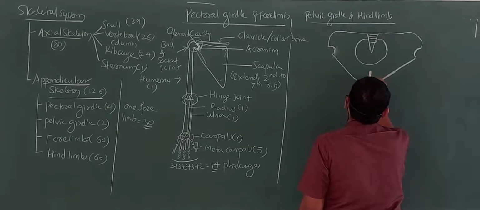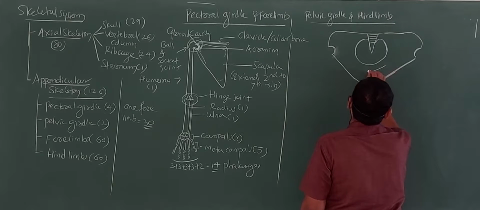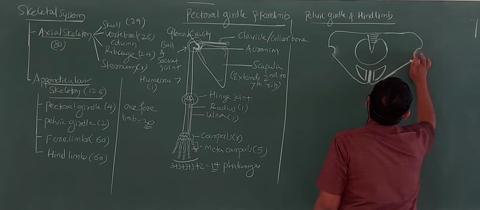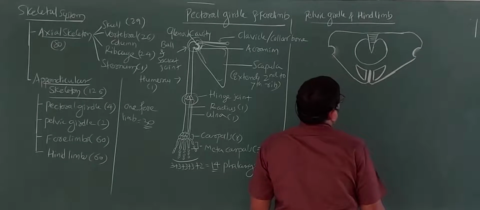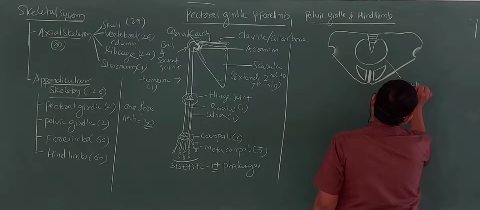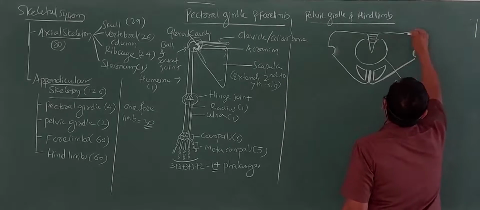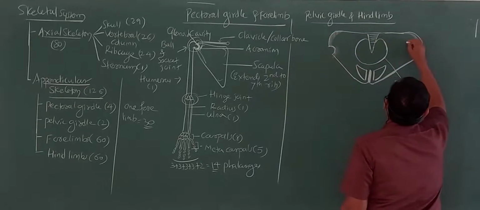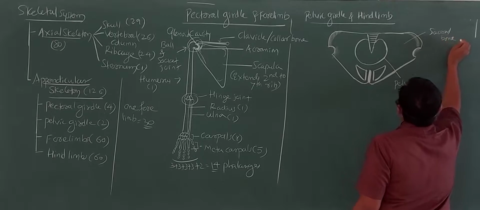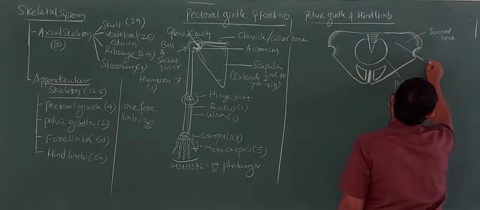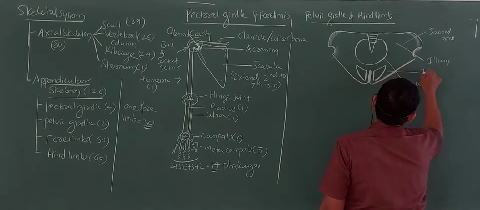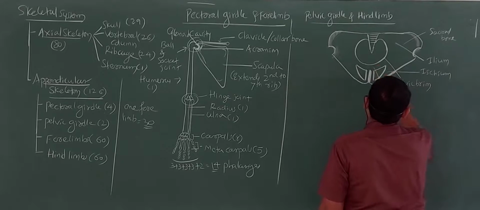Here the pubic symphysis we call it. Here we see mainly this cavity called the pelvic brim, and then this is actually the projection, and this bone is called the hip bone. It has 3 parts, mainly the ilium, and here the middle part, ischium, and this part, pubis.